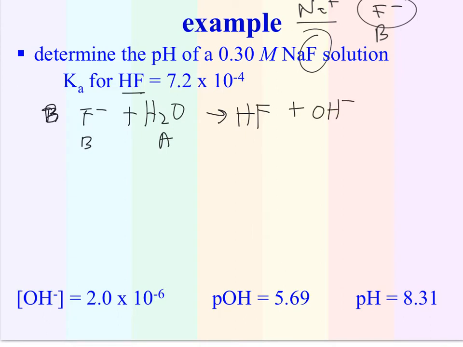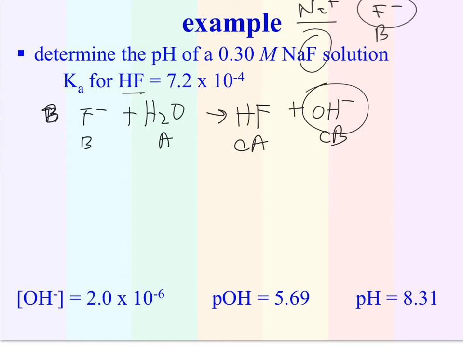Okay, so these are our conjugate acids and conjugate bases respectively. And so we know that we're going to be putting some hydroxide into solution. Now the question is how much? Well, in order to figure out how much hydroxide we're going to actually have in solution and how that's going to affect our pH, we're going to need to use the equilibrium expression.